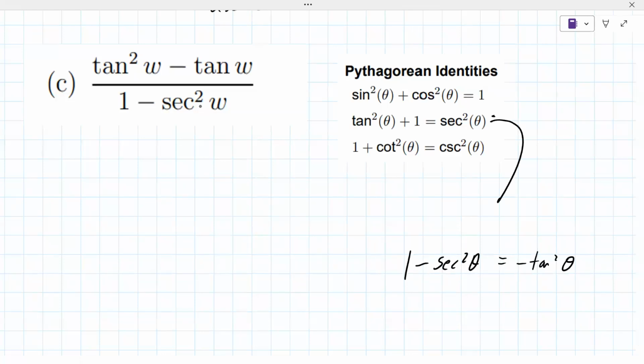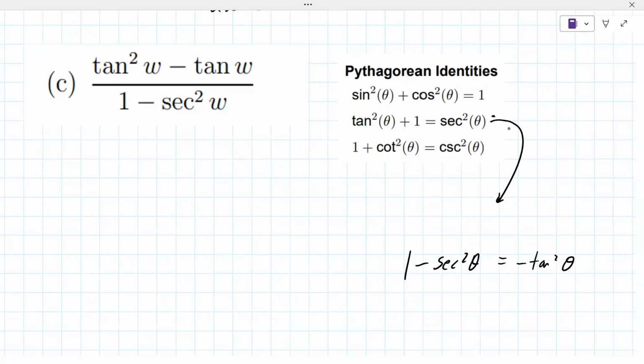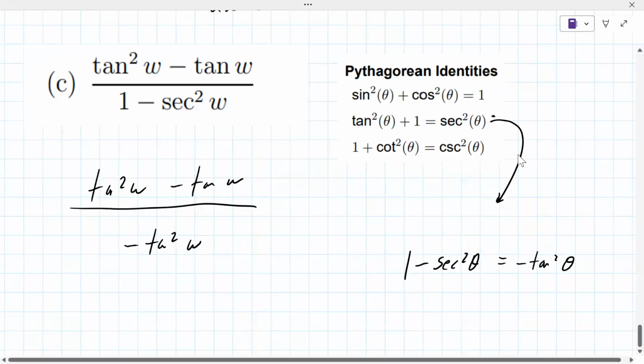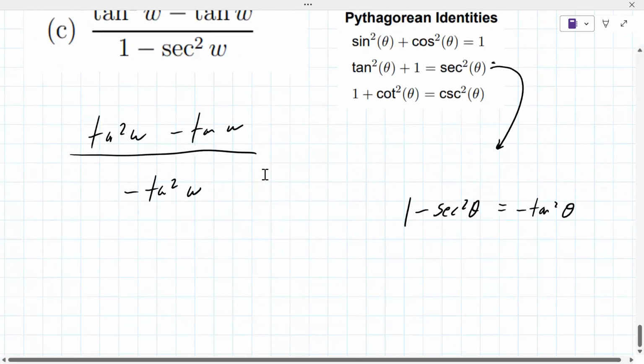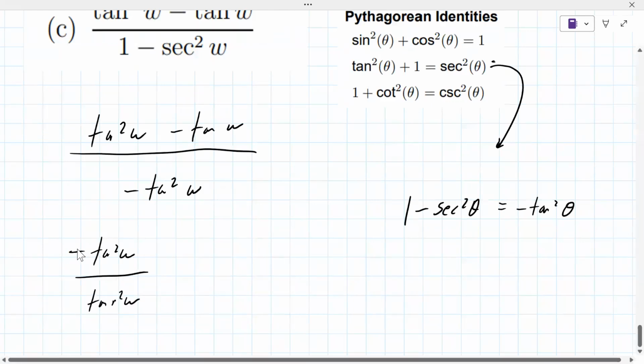But if you use the second one, 1 minus secant squared theta, which could be a W, is negative tangent squared theta. You move the secant left and the tangent right. So you've got tangent squared W minus tangent W over minus tangent squared W. And so you divide them each. That's negative tangent squared W over tangent squared W.